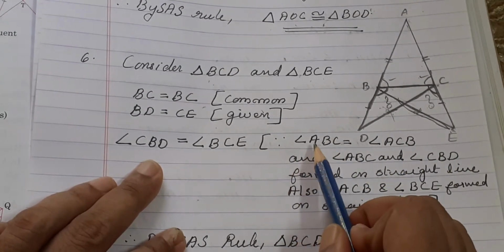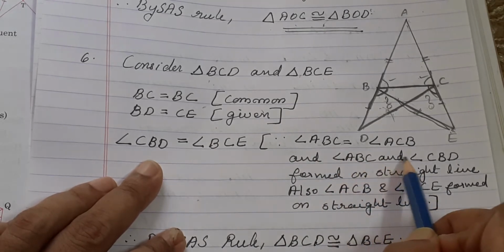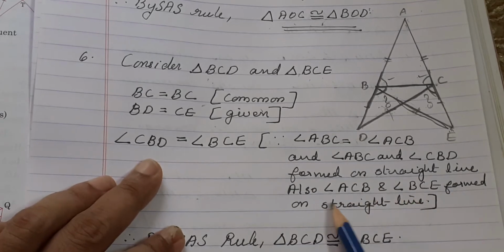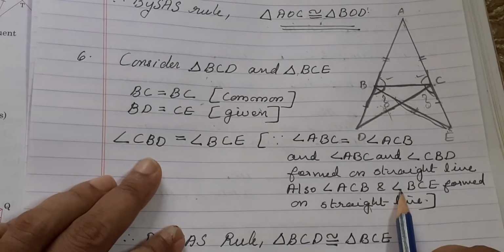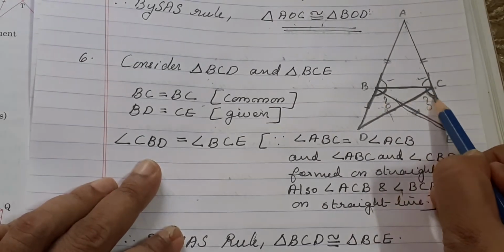So, since angle ABC is equal to angle ACB, and angle ABC and CBD formed on a straight line, also angle ACB and angle BCD formed on a straight line. That reason you have to mention here. Hope you understood how we are getting these two angles are equal.